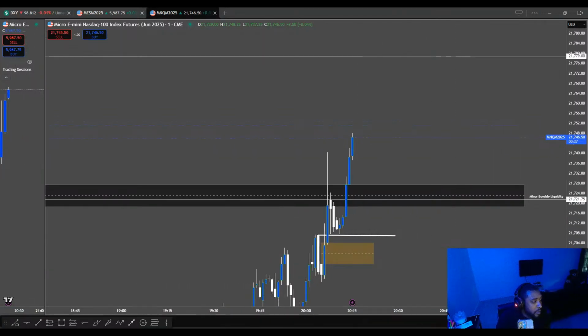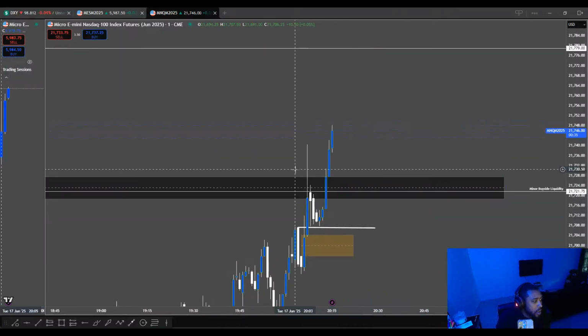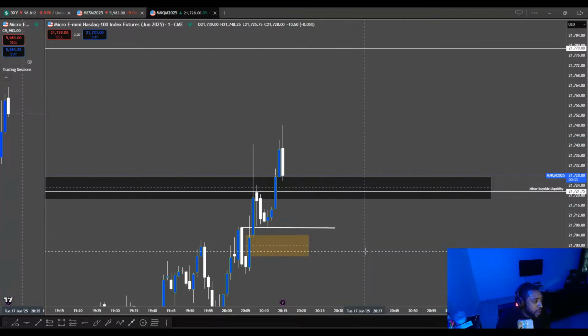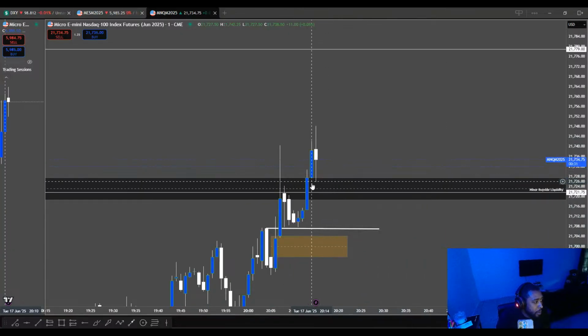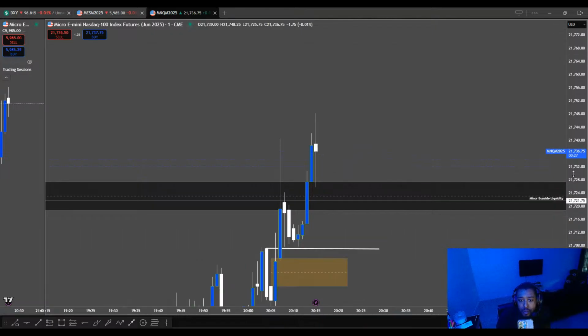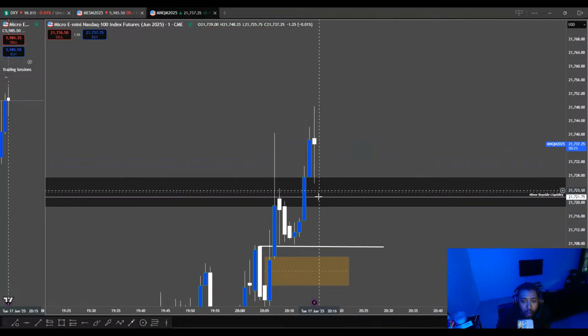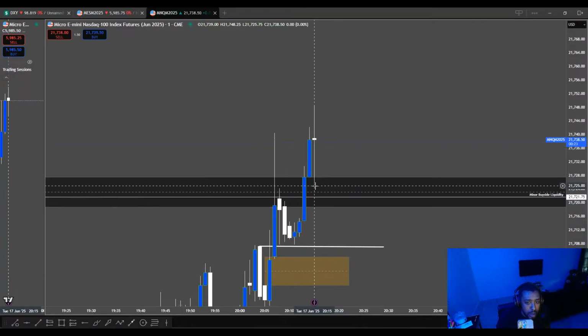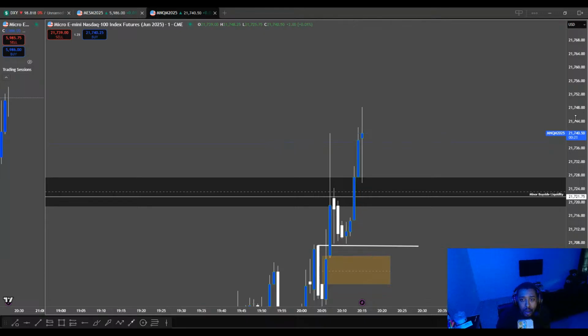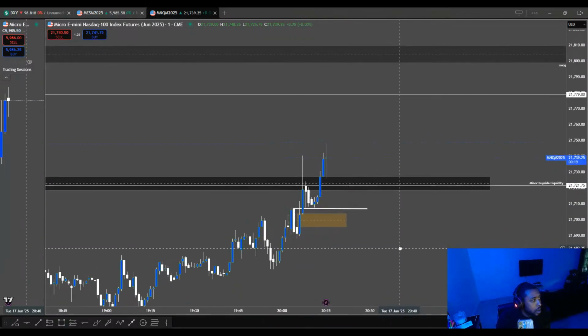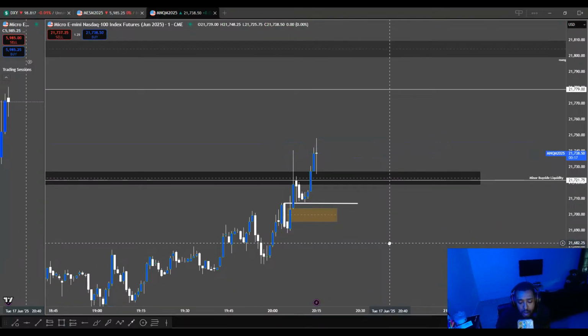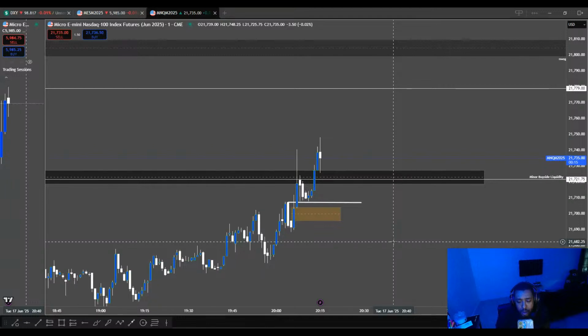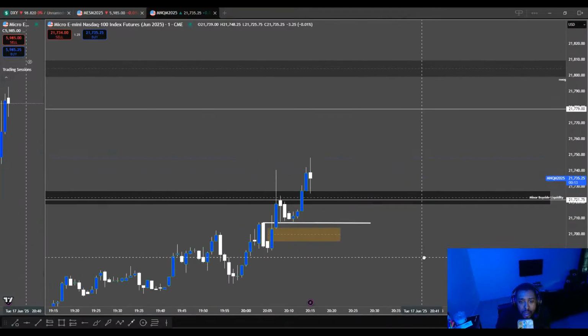Nice displacement. So you see the fake. Oh look, so now we came back and retested the level. You see how I pulled back to inefficiency. You see how I came back and pulled back right to this inefficiency. Exactly what we're looking for.